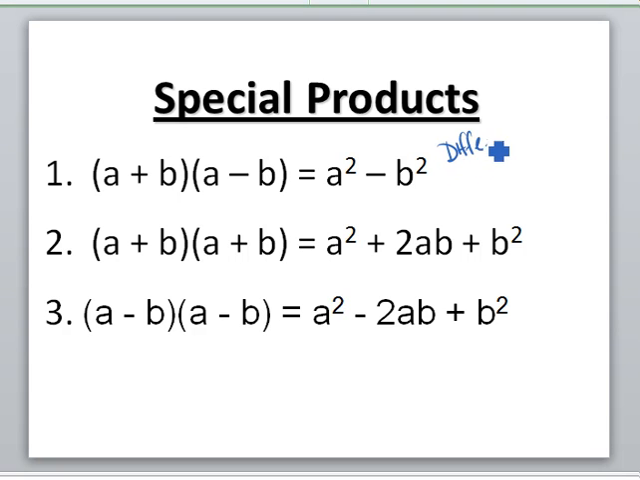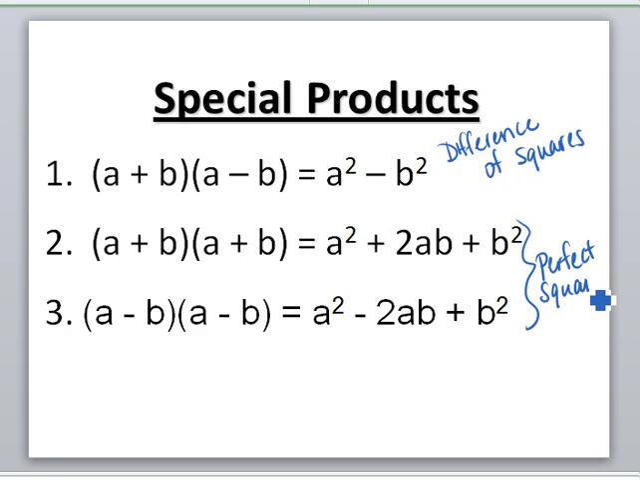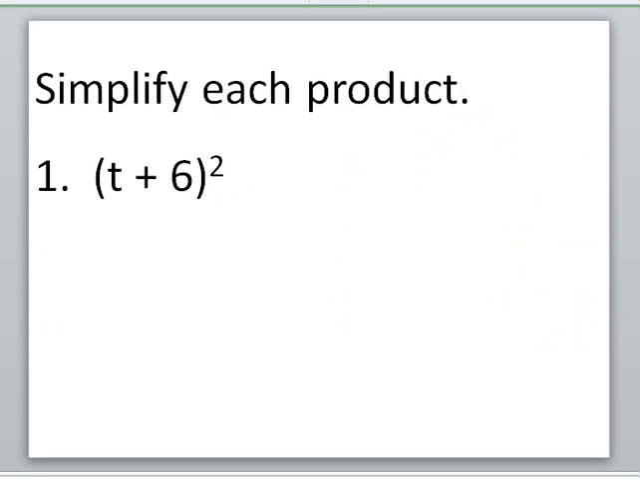This is considered a difference of squares. And then both of these are considered to be perfect square trinomials. They just end up with the same thing being multiplied together. So we're going to do some of those special cases. This is one of them.